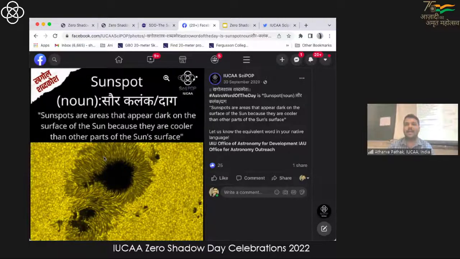To give an analogy, although not accurate, imagine you are holding a 0-watt bulb in one hand and a 100-watt bulb in the other hand, and you observe that person from a very far away distance. The 0-watt bulb will appear much darker as compared to the 100-watt bulb, because that one is too bright. Something like that is happening.